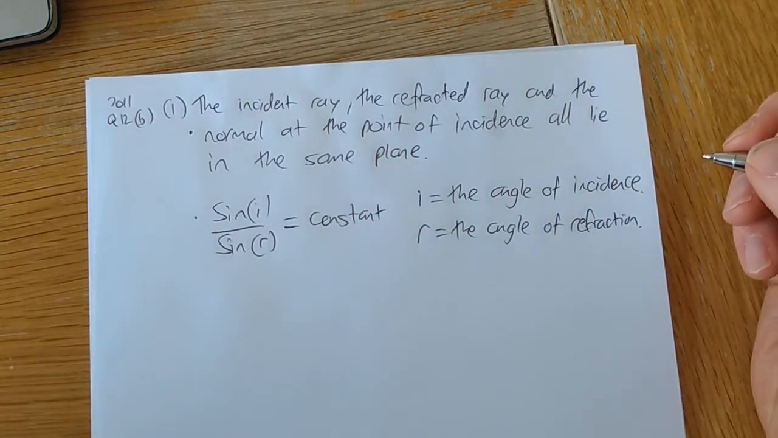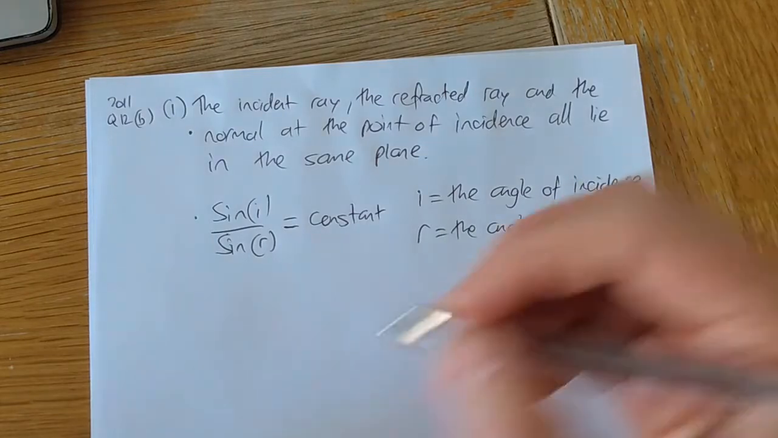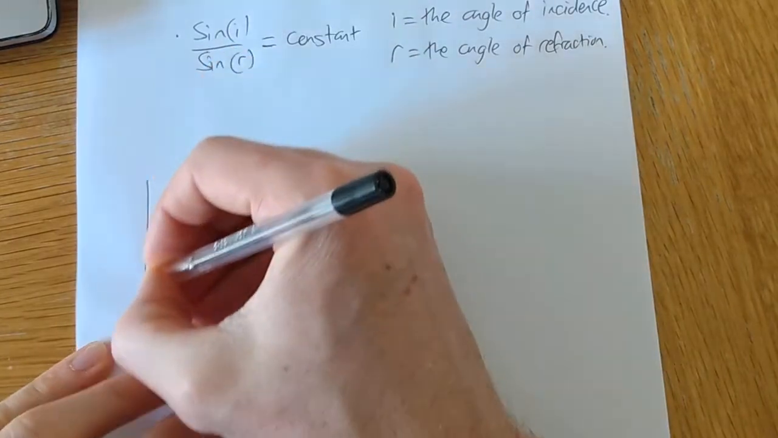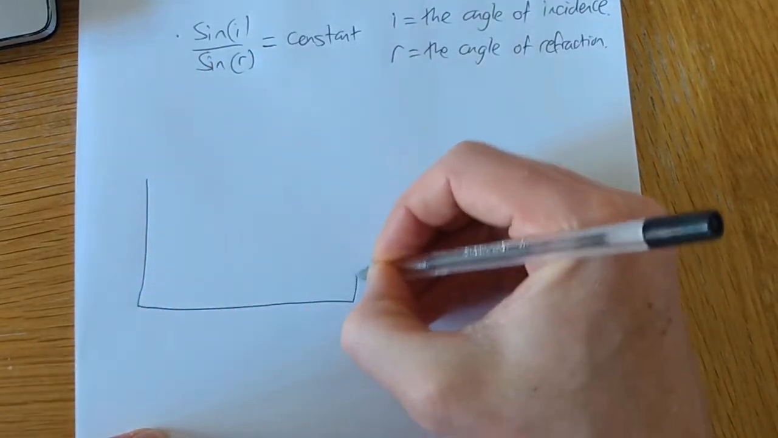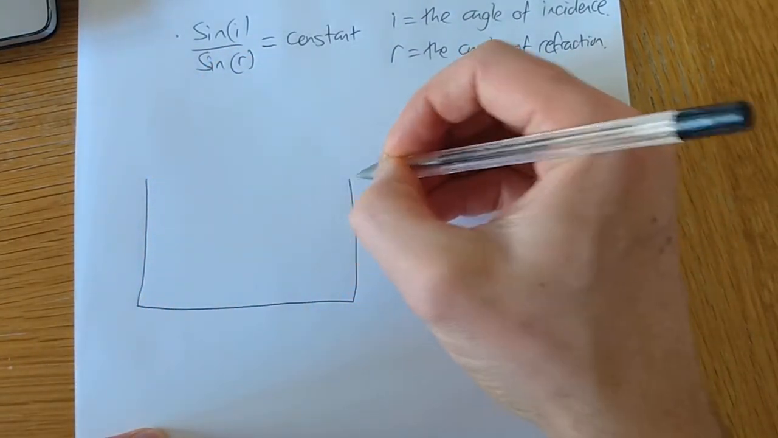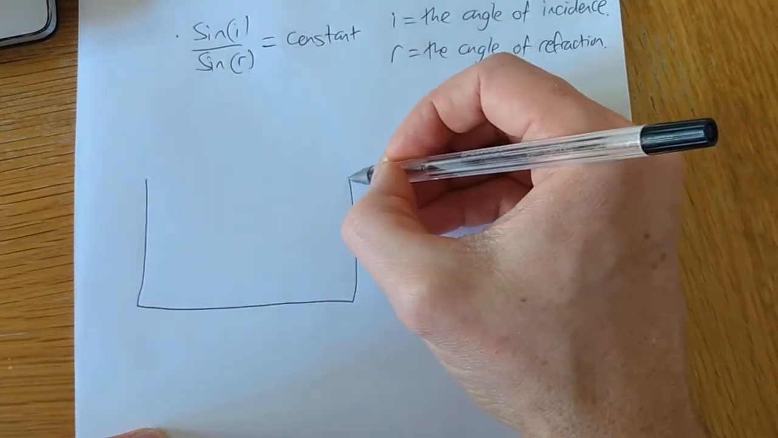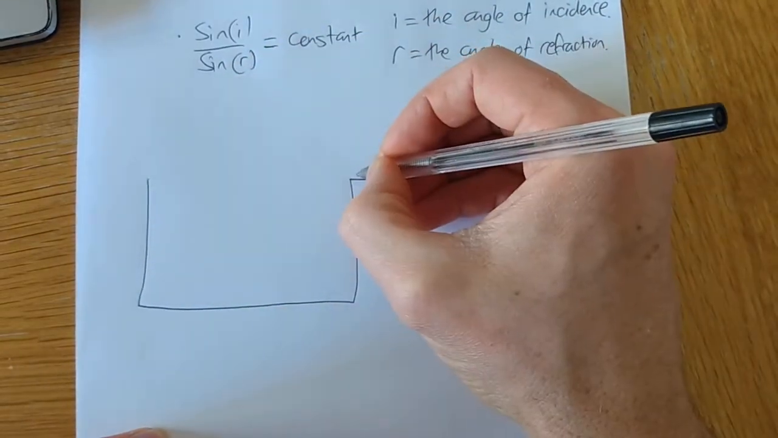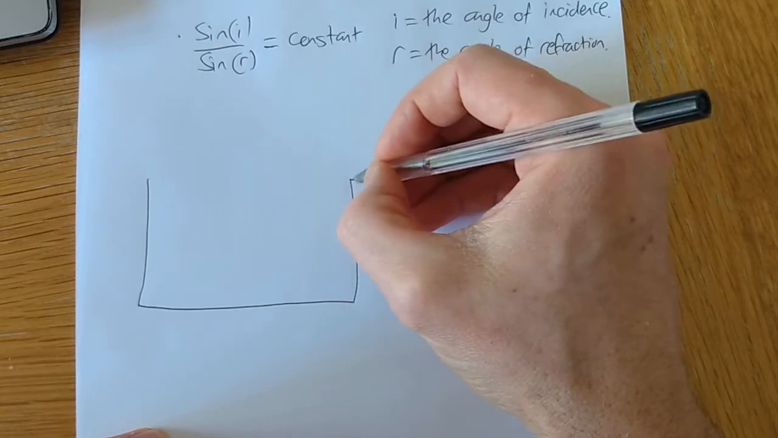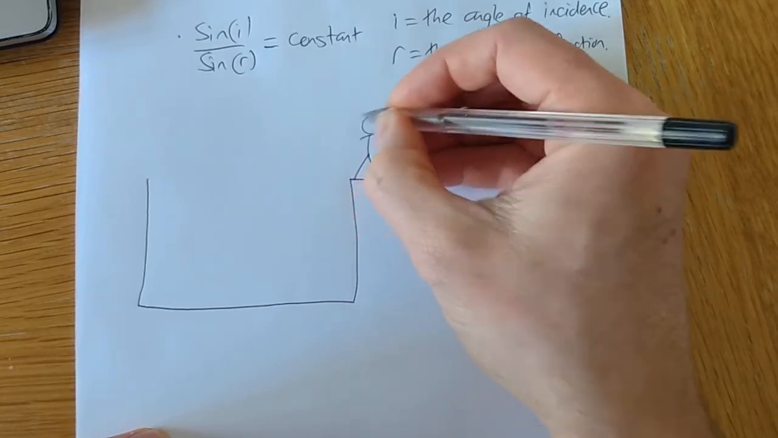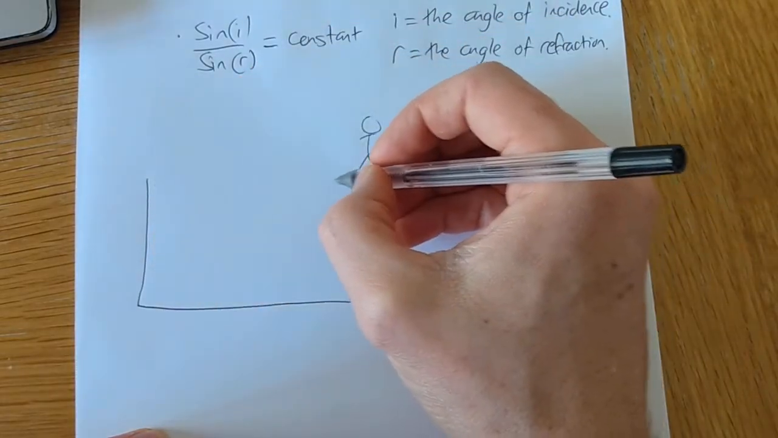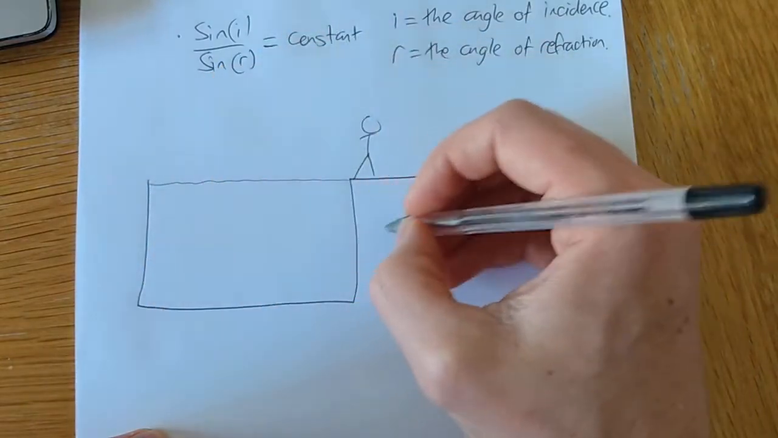A lamp is located centrally at the bottom of a large swimming pool 1.8 meters deep. Draw a ray diagram to show where the lamp appears to be as seen by an observer standing at the edge of the pool. Okay, so let's give ourselves a little bit of space. So there is the observer, and there's the water.